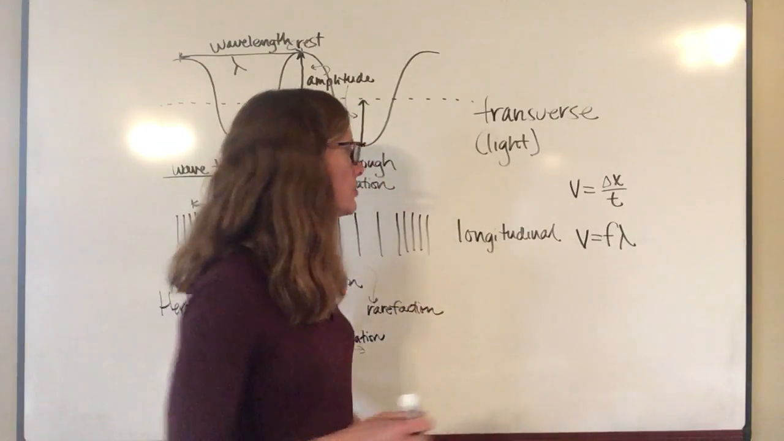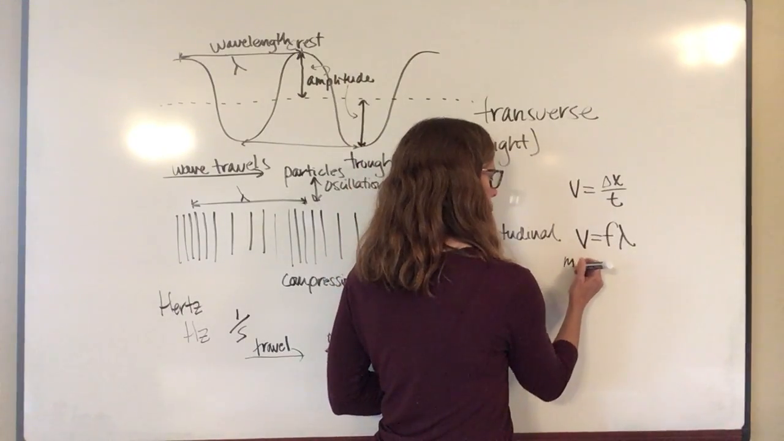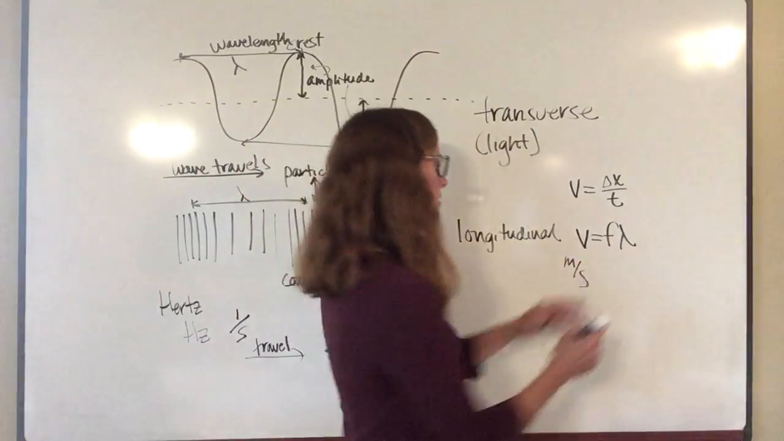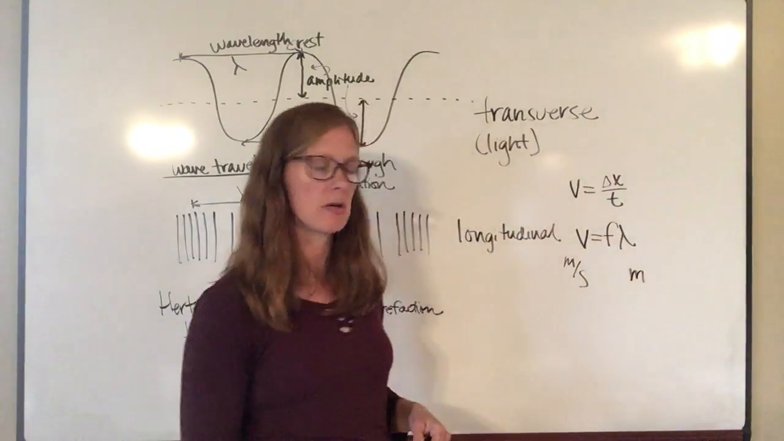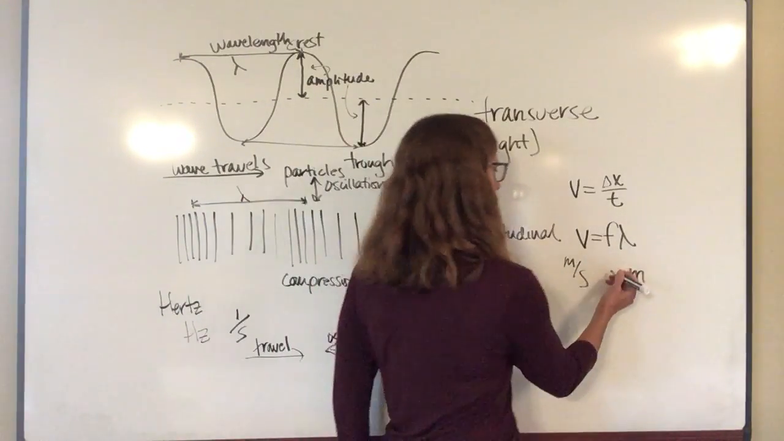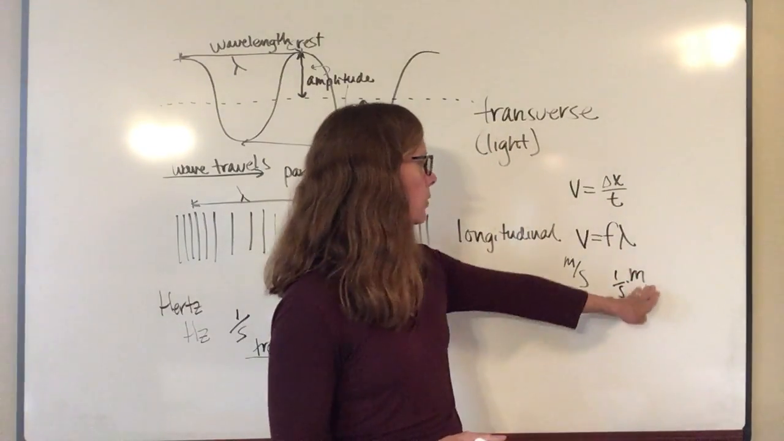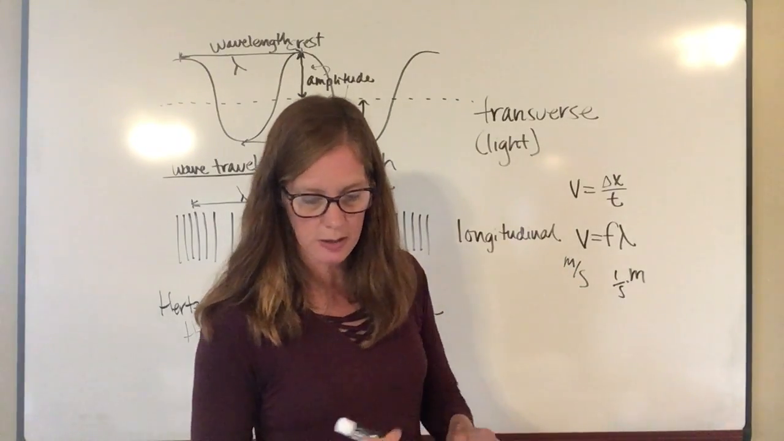If we think about units here, just like up here when we measured velocity in meters per second, that's also going to be the case here, because wavelength, if we measure it in SI units, is measured in meters, and frequency is measured in hertz or 1/seconds, so that you can see if I multiply wavelength times frequency, I will get a unit of meters per second.